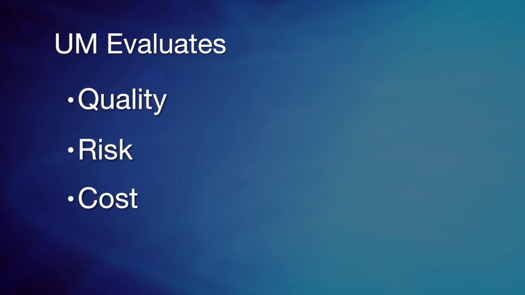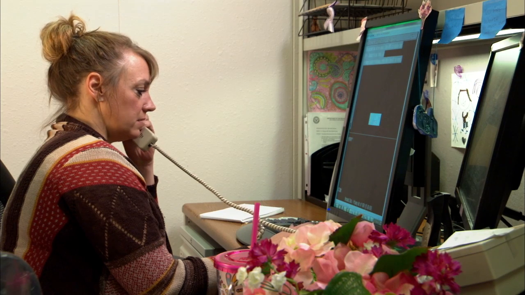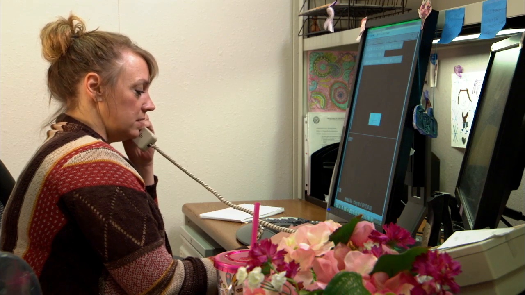The UM also determines the medical necessity for the least costly and most effective treatments and directs patient care to the appropriate provider level. They evaluate the quality, risk, and cost of healthcare services and use this information to recommend organization-wide interdisciplinary process solutions. Establishing referral and authorization management processes is also the utilization manager's responsibility.